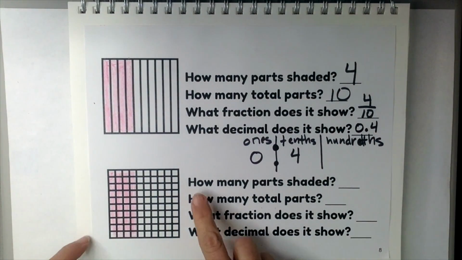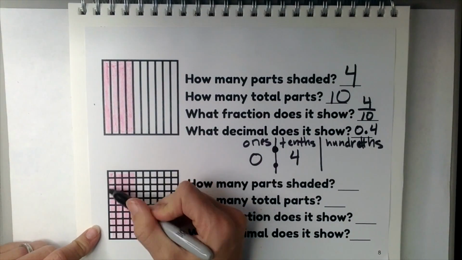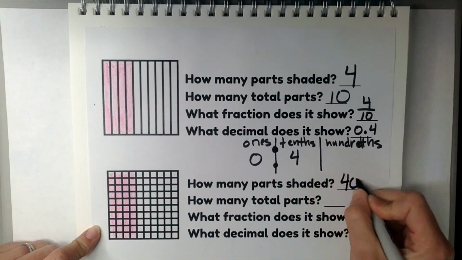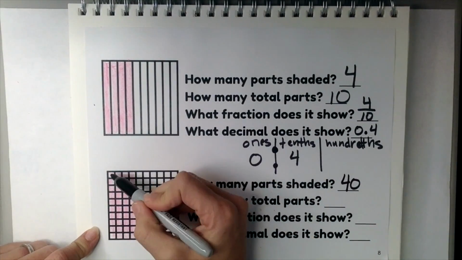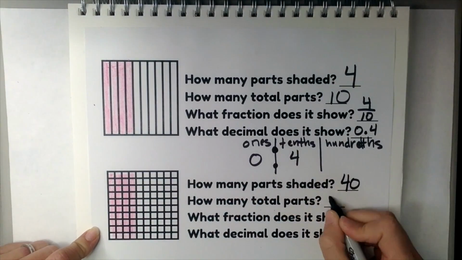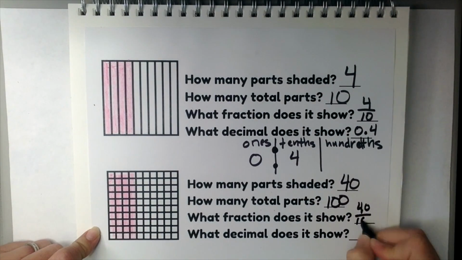Let's do this bottom one. How many parts shaded? So this is in groups of 10. So 10, 20, 30, 40, so 40. And we can count by tens again, 40, 50, 60, 70, 80, 90, 100. So that fraction is 40 out of 100.